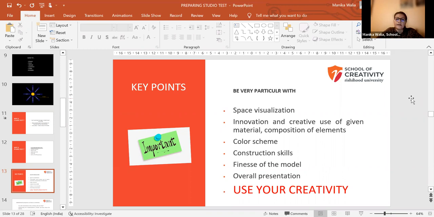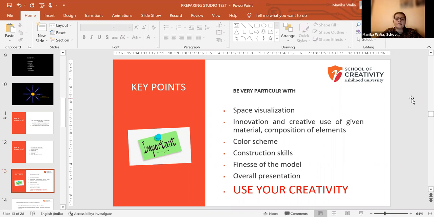Then innovation and creativity are judged on the composition of elements, basically balance and rhythm. Balance plays a very important role. Rhythm will also matter: if there's a linear material, how you could play with just lines becomes an element of design. How would you like to work with line and use the principle of balance? That is also very important.